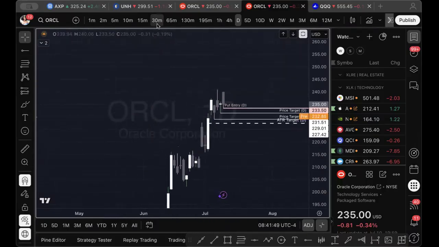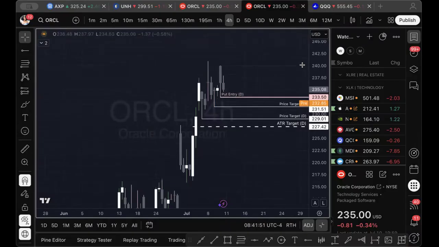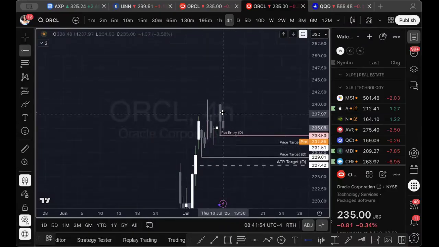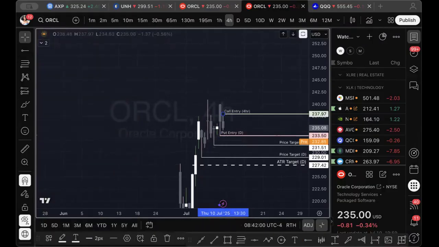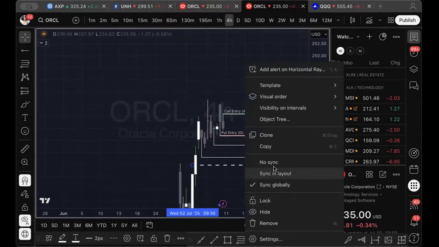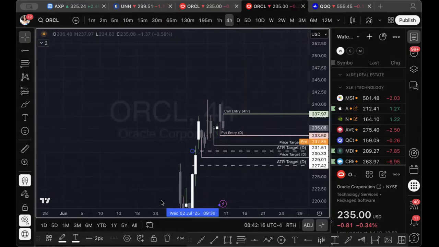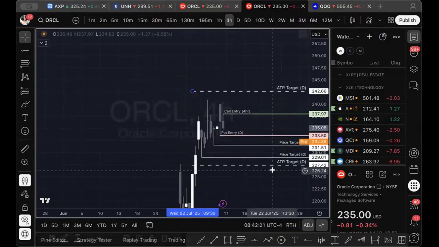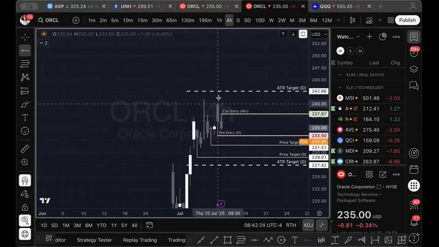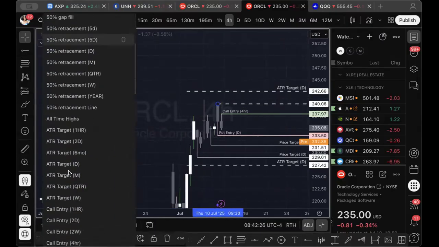All right. And of course, the strat teaches us to be prepared in either direction. So we want to also get out our upside magnitude. So we're going to take this 4-hour call entry and we're going to figure out what our magnitude is going to be. So we're looking at 242.66 to the upside. And pulling out our price targets here.